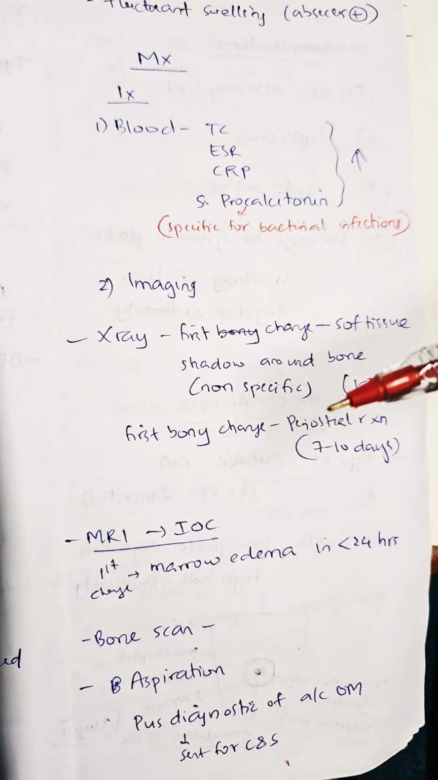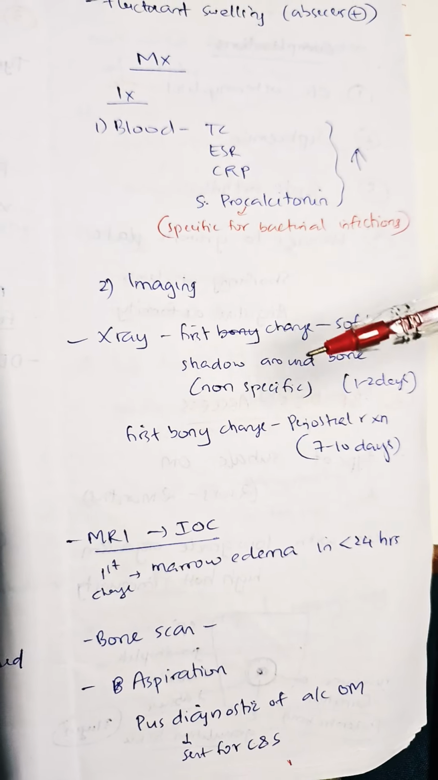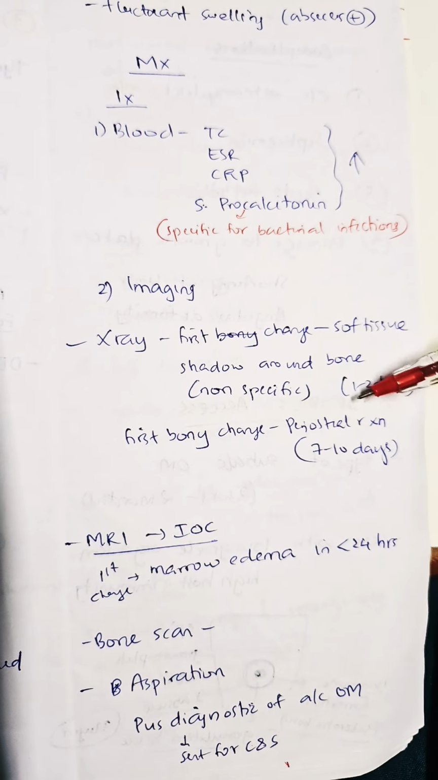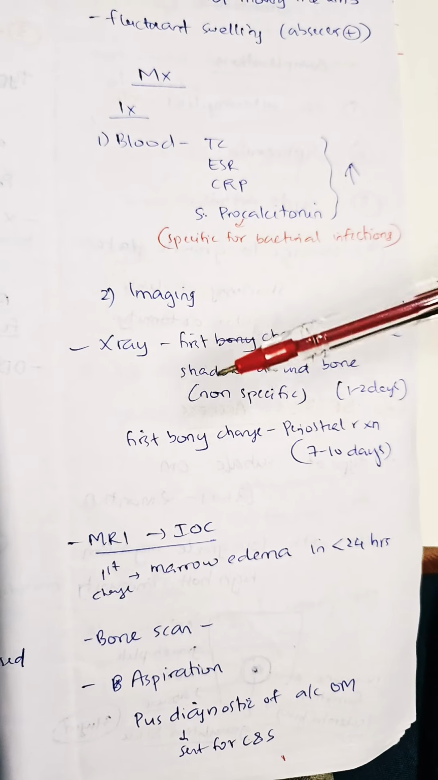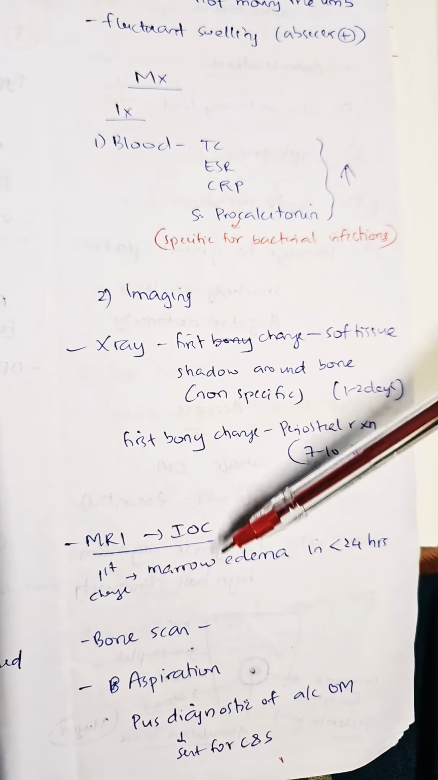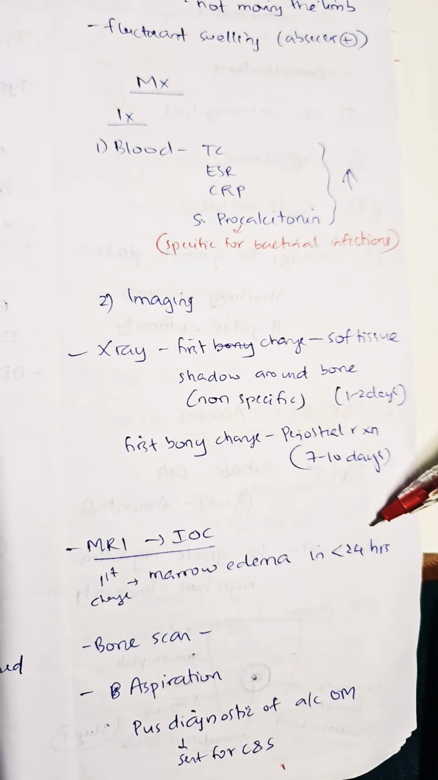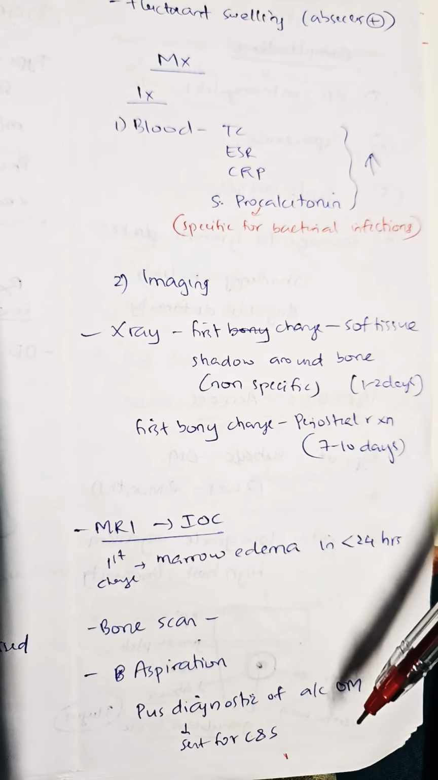So hence X-ray is not the investigation of choice, and X-ray can show a change only after 7 to 10 days, that is new bone formation, periosteal reaction can be seen. So X-ray is not the investigation of choice. So which is the investigation of choice? MRI. So the first change is marrow edema, which can be seen within 24 hours. And other investigations include bone scan and aspiration.